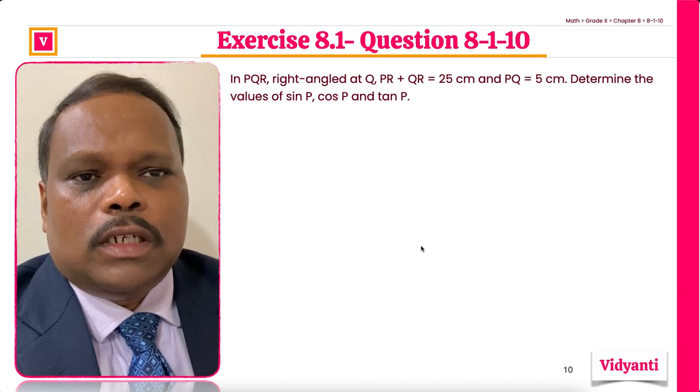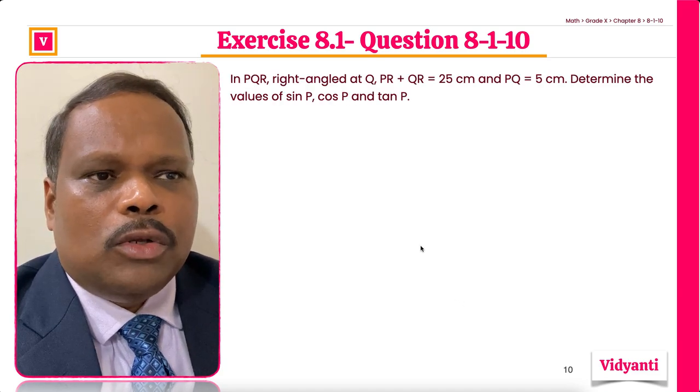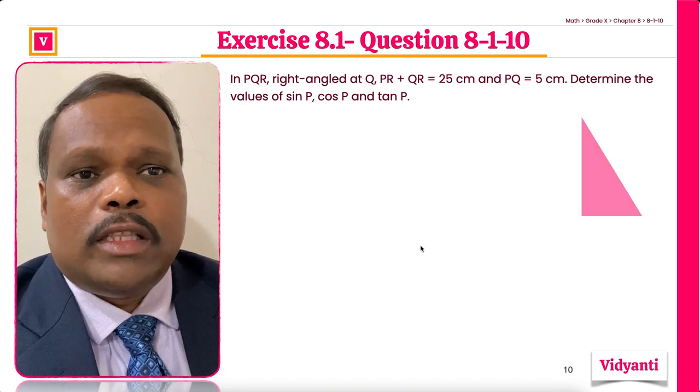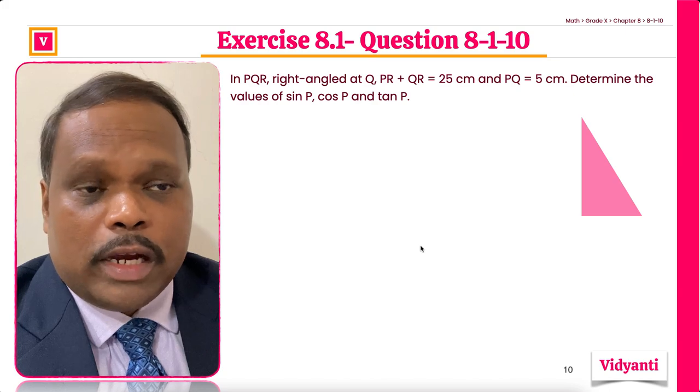Let's go to the next question. In triangle PQR, right angle at Q, PR plus QR is 25 and PQ is 5. So let's see how we can solve this one. Determine the values of sine P, cos P and tan P.